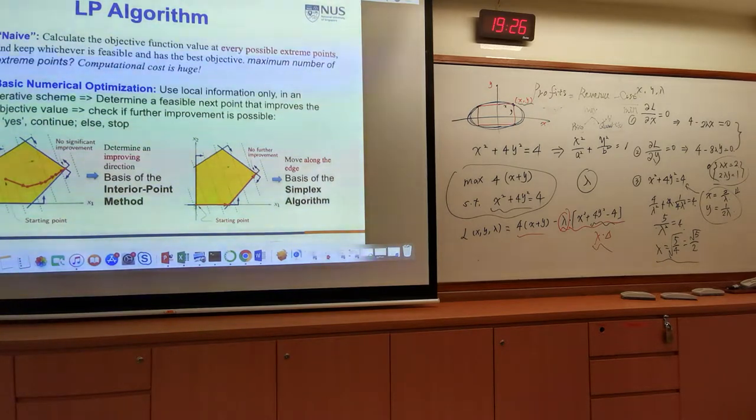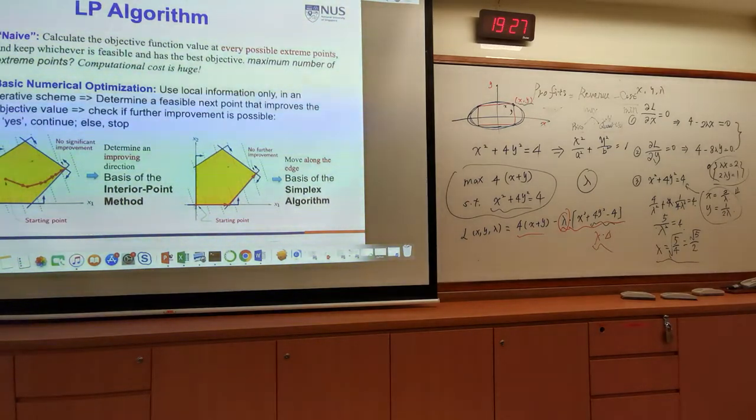And then consider how many rounds of calculation you will need to do. Your calculation time will just be the total number, the maximum number of your extreme points. So it's quite a huge amount of computation results. Of course, we won't do this as a naive method.